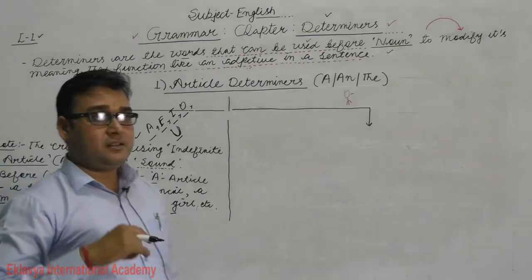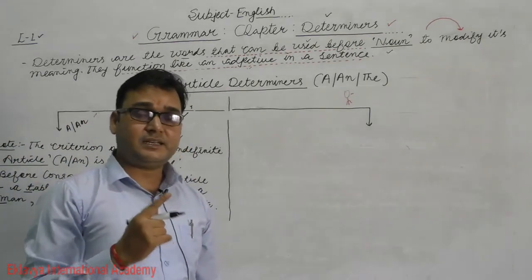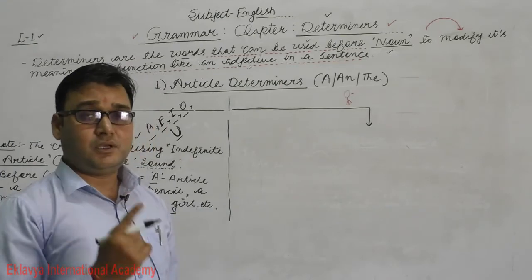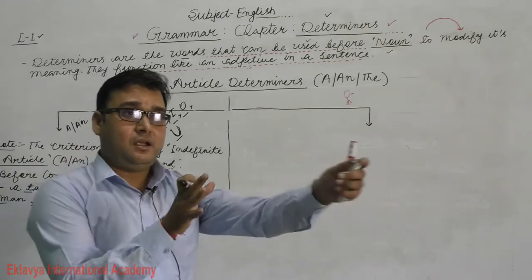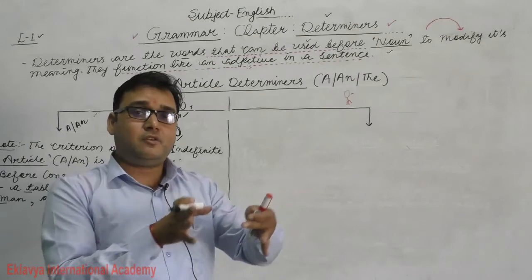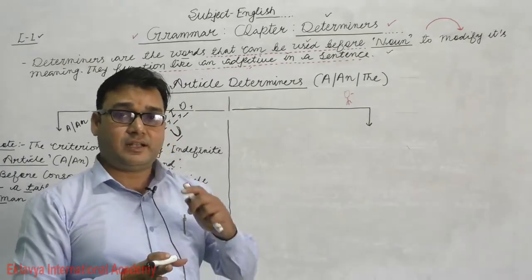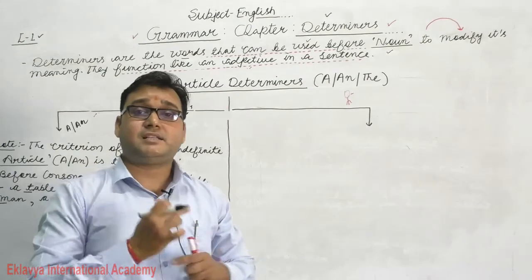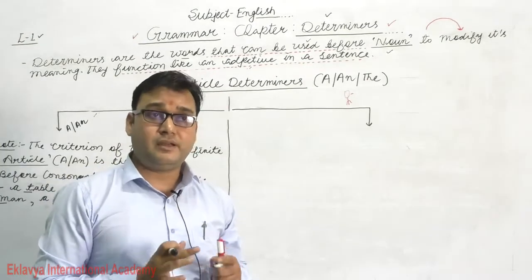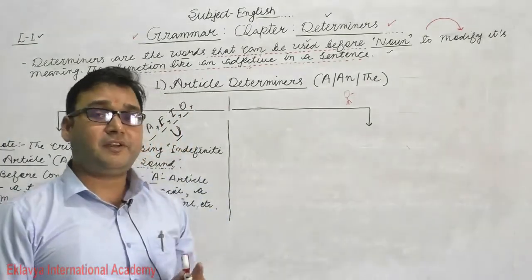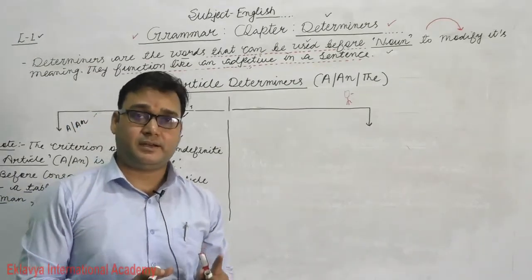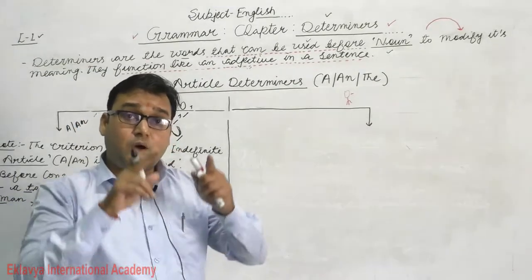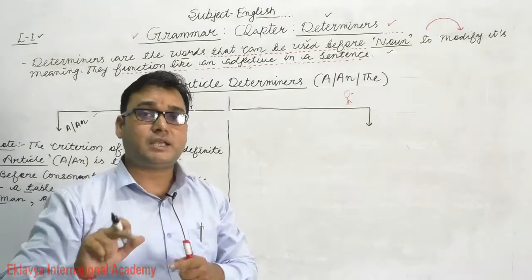I repeat again: the criteria of using the indefinite article will be sound, not letters. It means that vowels will play a vital role. We have five vowels in the English language, but the indefinite articles will be used as per the sound of these vowels. Where there is a consonant sound, definitely we will use the article a. But where there is a vowel sound, we'll use the article an.